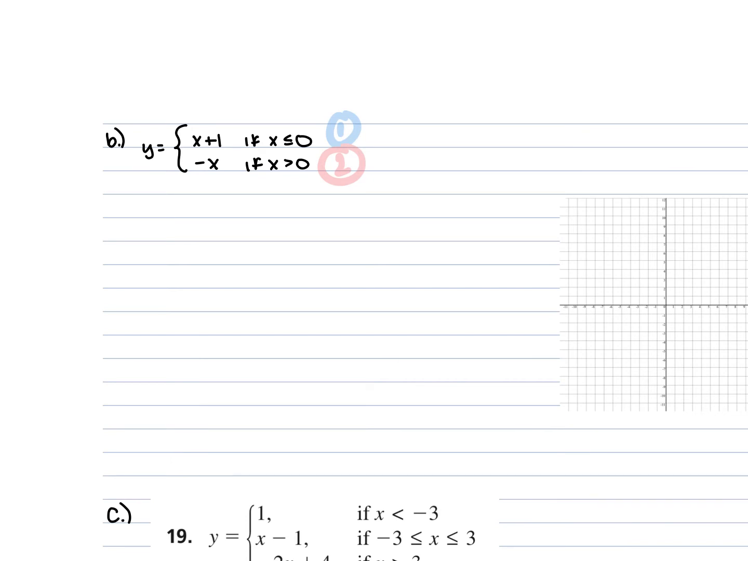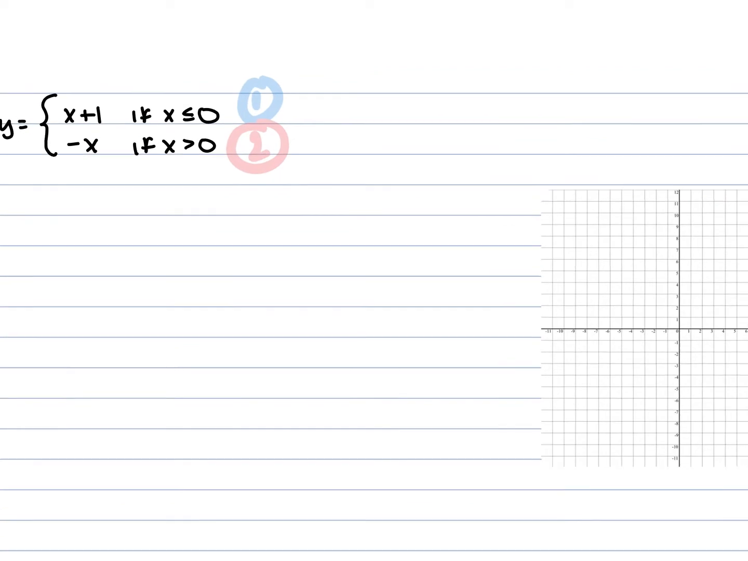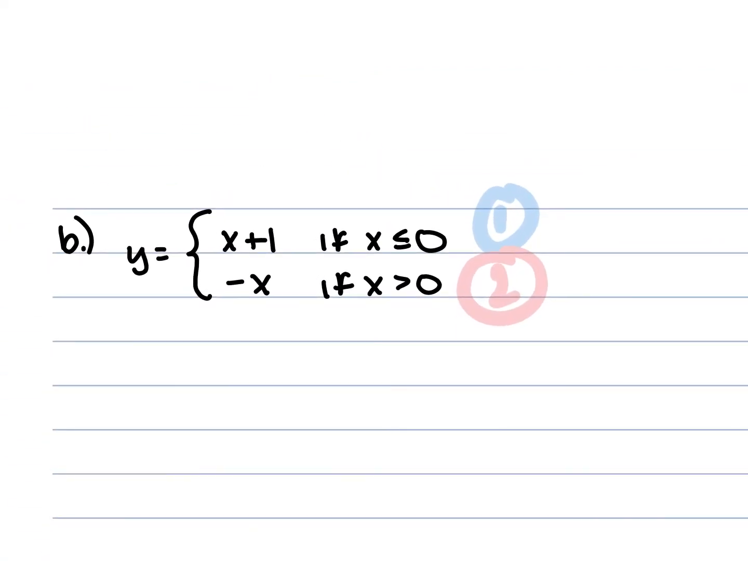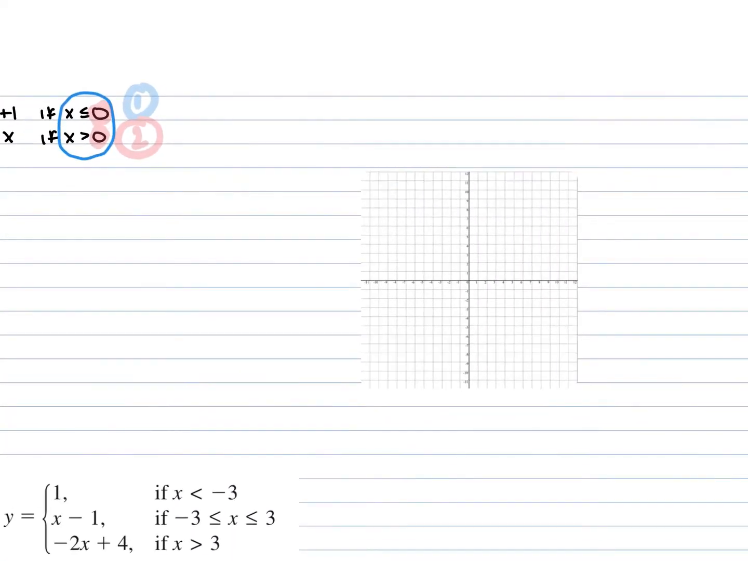So let's graph piece number 1. Where's my break happening in my graph? x equals 0, okay? You always want to look for the number here where your graph is changing. That's where your dotted line is going to go down. So let's draw a dotted line down x equals 0.